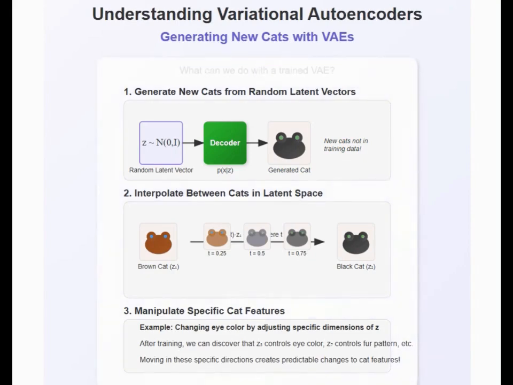This smooth interpolation shows that the VAE has learned a meaningful latent space where similar cats are close to each other, and the space between valid cat images also contains valid cat images.